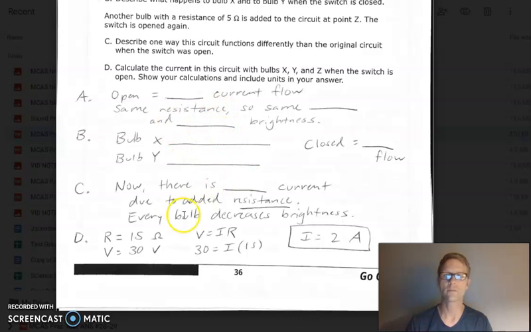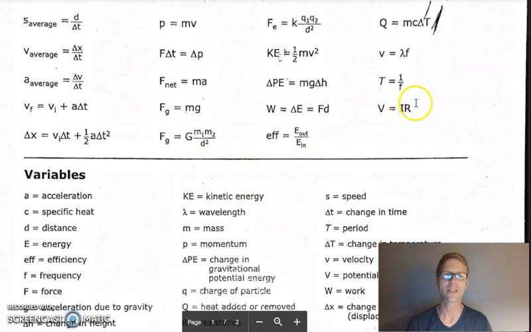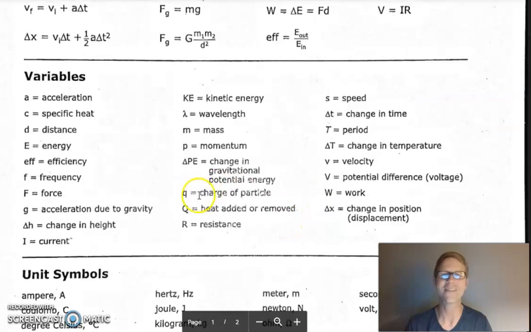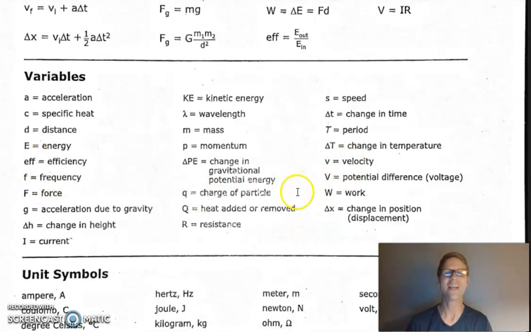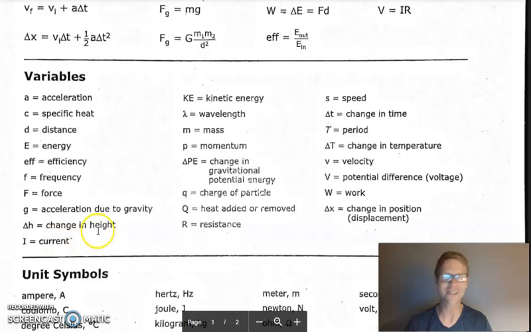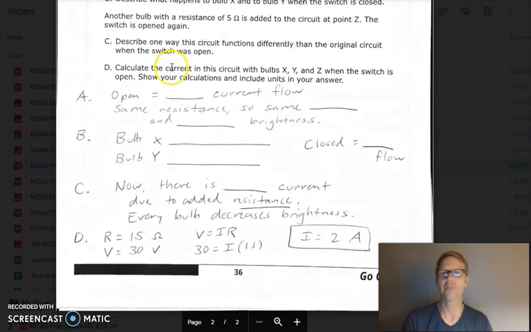Calculate the current when the switch is open and you've got all 3 bulbs. All right, fine. Resistance is 15 ohms. That's the key to this problem. Resistance is 15 ohms. The voltage is 30. Ohm's law. Remember, the equations are right there for you. There's Ohm's law. V equals IR, voltage, current, resistance. It even tells you right here that capital I is current. It's right there. So everything's there for you. It's just a reading test.